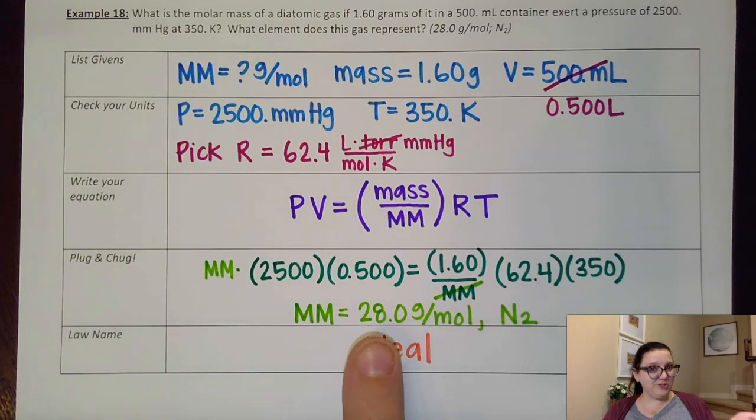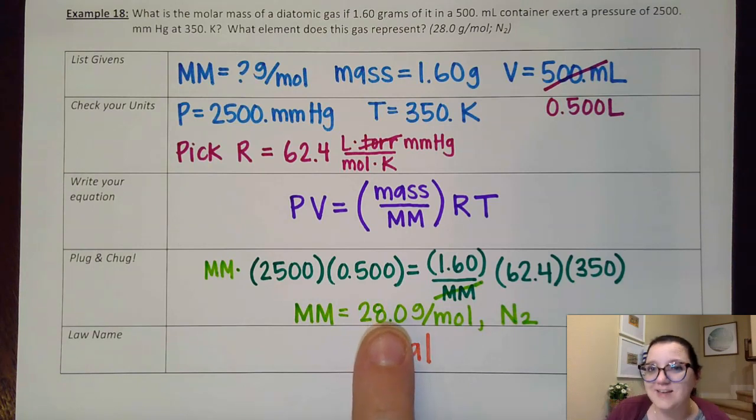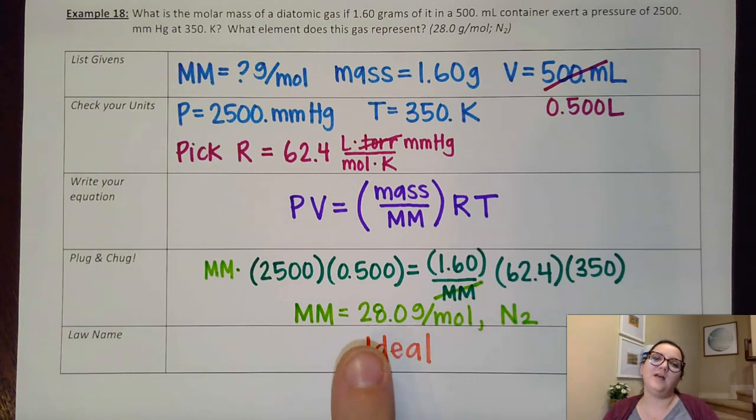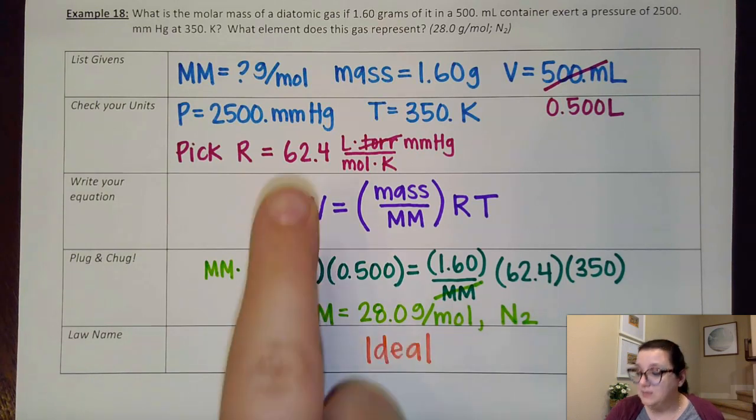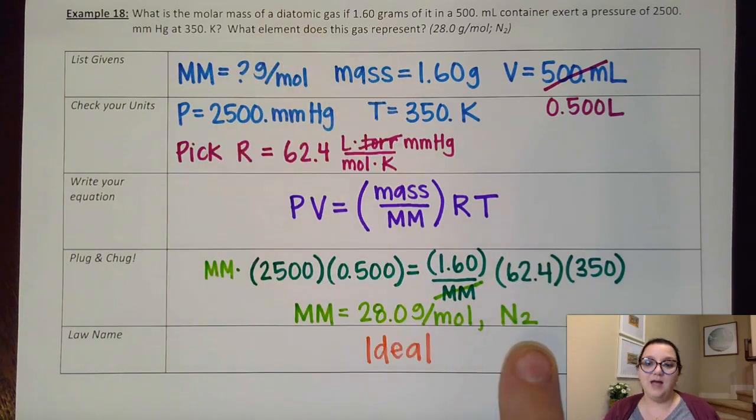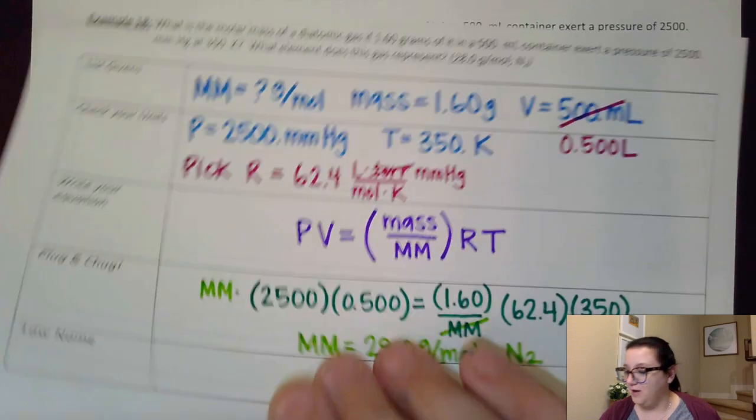So before I matched it up to the periodic table, I would have divided this by 2 in my head and then been like, well, that's about 14. And I would have then looked at the periodic table to see which element had a molar mass individually of 14. And of course, that's nitrogen. So this would have been diatomic nitrogen gas. Ideal gas law would have been the name. All right, let's do another one on the next page.